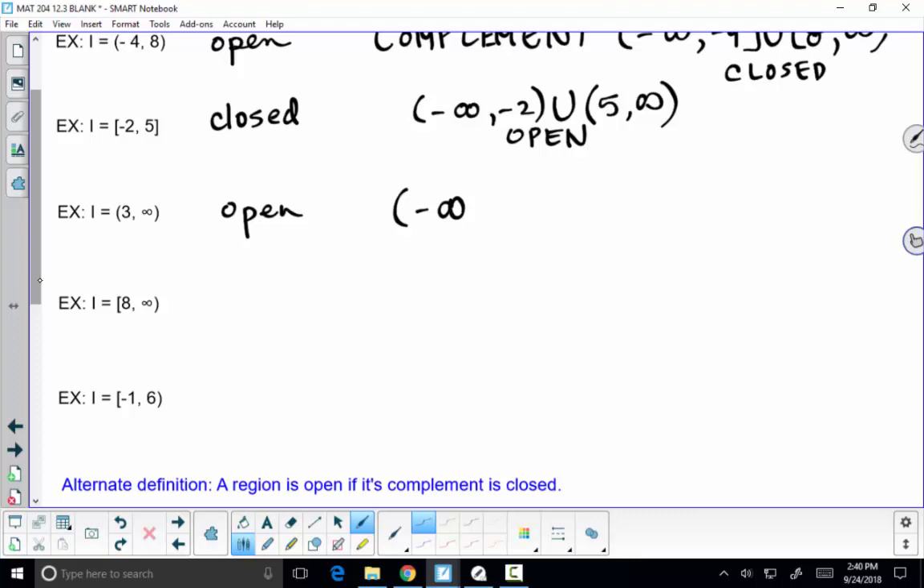Every point is included. So the complement here looks like this, and is that open or closed? That's going to be closed because every boundary point is included. By every, I mean the one boundary point, just the number 3, that's the only boundary point. And that's included in this subset, so therefore that subset is closed.